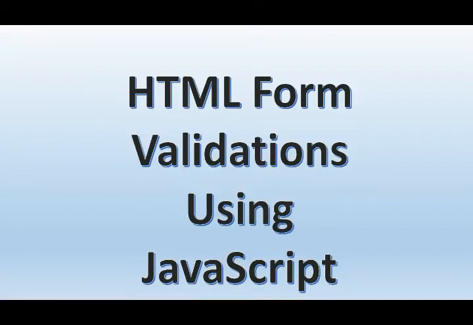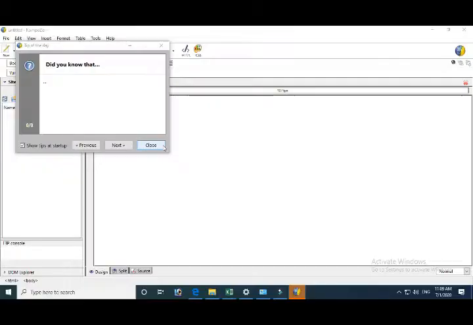Hello student, in this video we are going to learn about validations in HTML form using JavaScript. JavaScript is used to apply validations in HTML form to check invalid entries. Now first let's start Composer window.